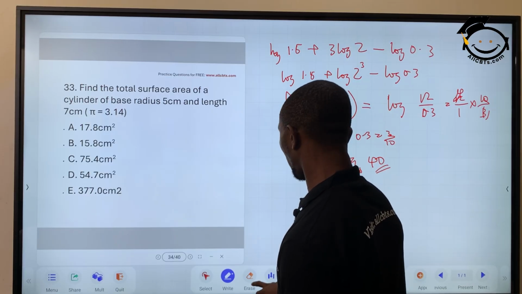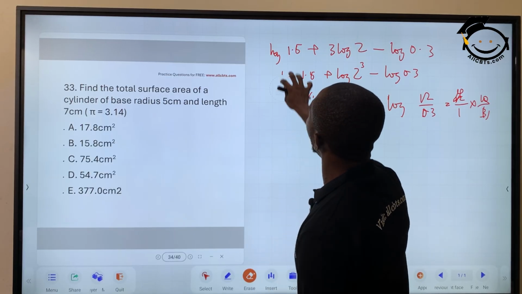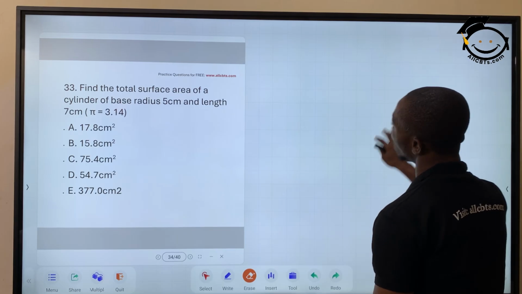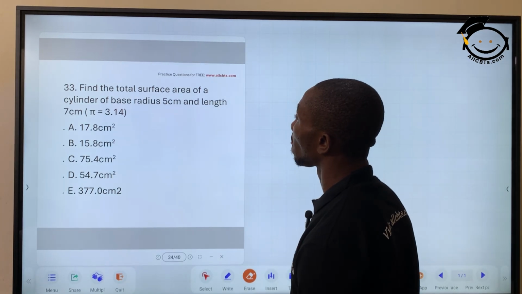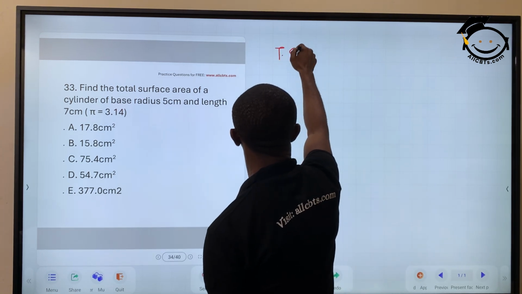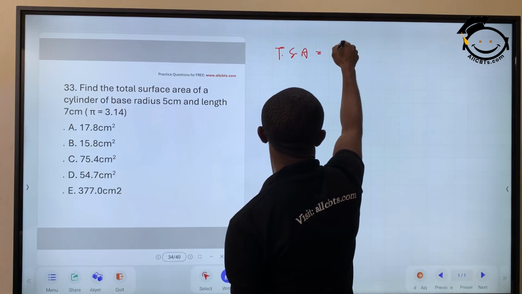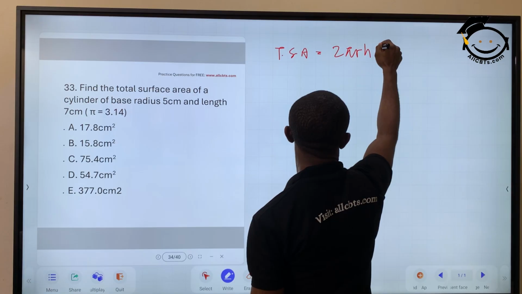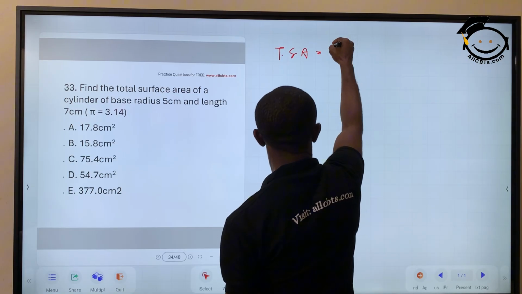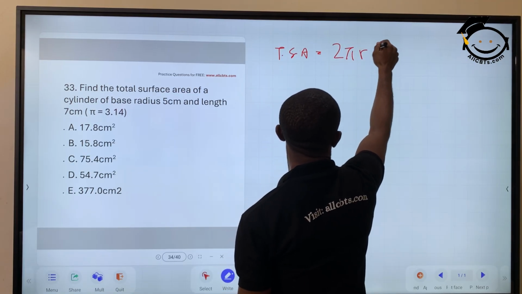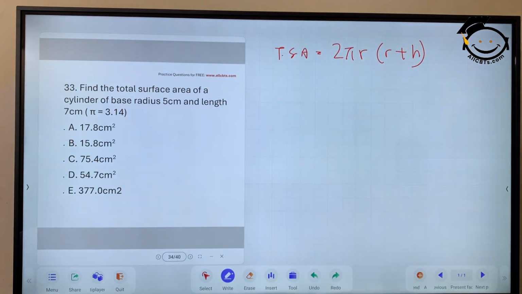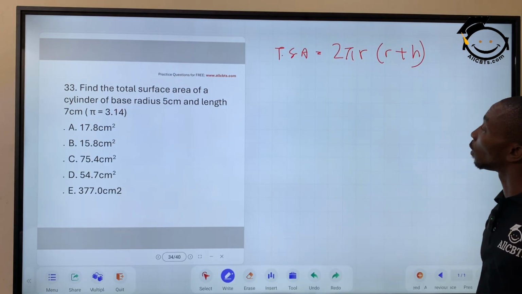Alright, next it says find the total surface area of a cylinder with length 7 cm. Okay, TSA, we know that total surface area equals 2 pi r h plus 2 pi r squared, that is 2 pi r bracket r plus h. Okay, our total surface area is 2 pi r bracket r plus h.